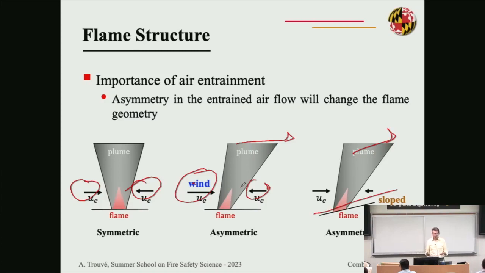And that has a big impact because now, depending on where the flame is, if the flame is propagating from left to right, then the thermal feedback is going to be favored in this wind situation or in this slope situation. So the effect can be positive or negative depending on the exact details of the configuration.